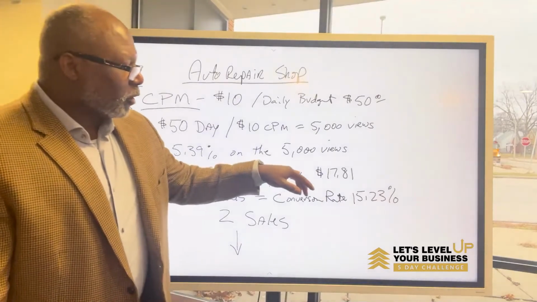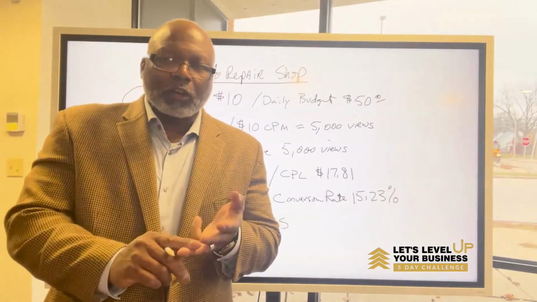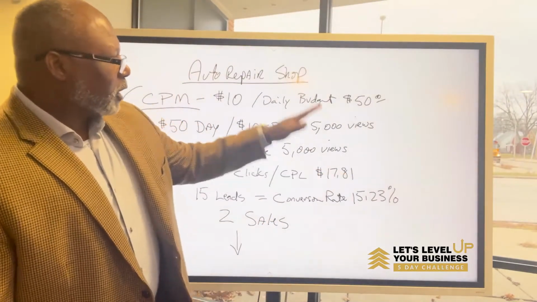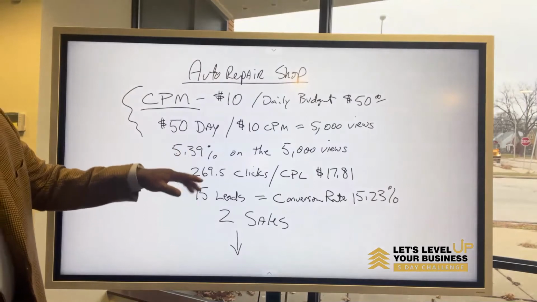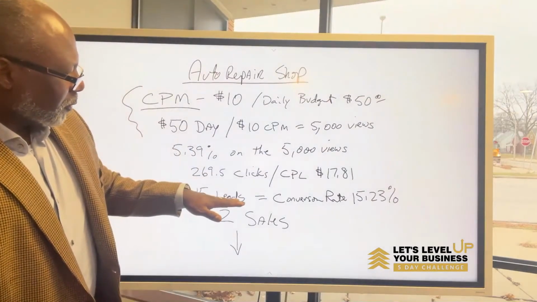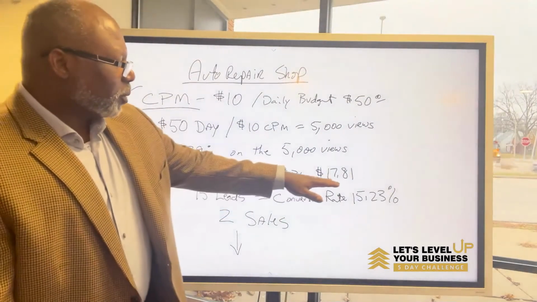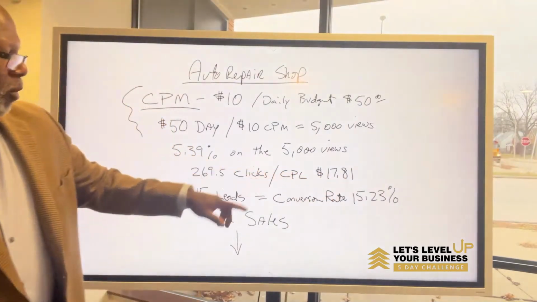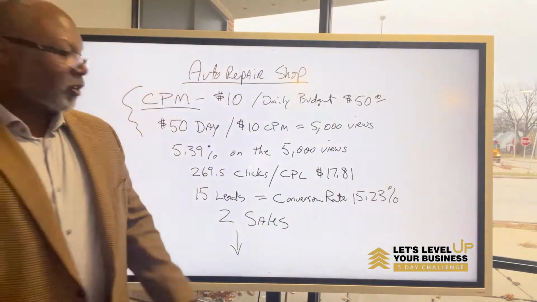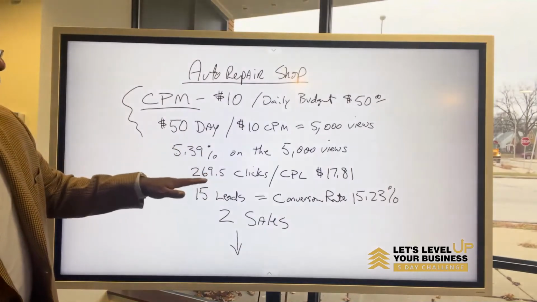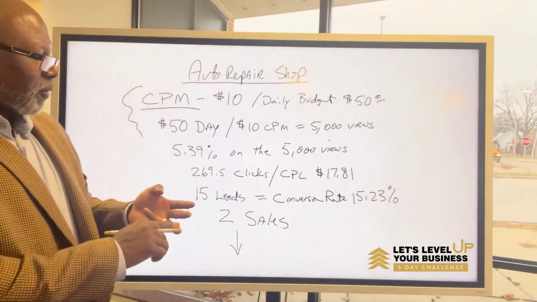Now, with the cost per lead, that means if someone was to call, fill out a form, or walk in the door, they were averaging for the auto repair shop $7.81. When you divide that out, it ended up being 15 leads that would come in. So out of the 269 clicks, only 15 people would show up, call, or fill out a form.